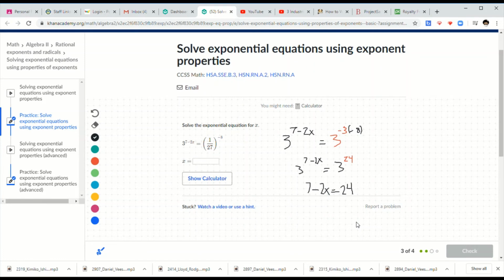A little hint to you on this one, when you go to input your answer, the numerator has to be negative as opposed to the denominator.